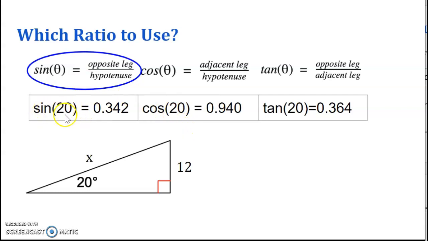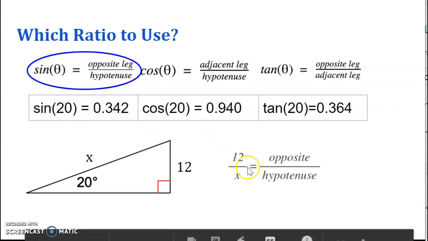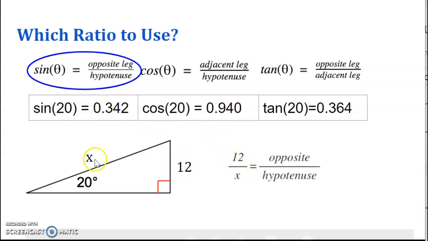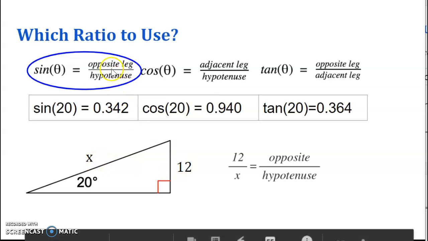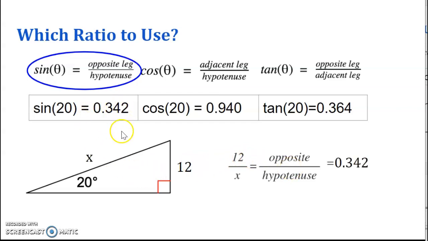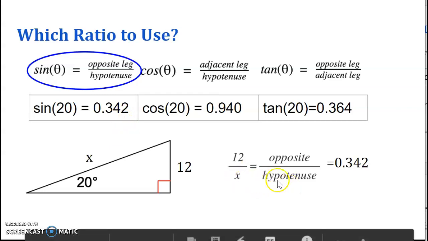So sine of 20 degrees is 0.342. So 12 over x, because opposite is 12 and hypotenuse is x. So 12 over x is going to be equal to 0.342. Then you multiply both sides by x.